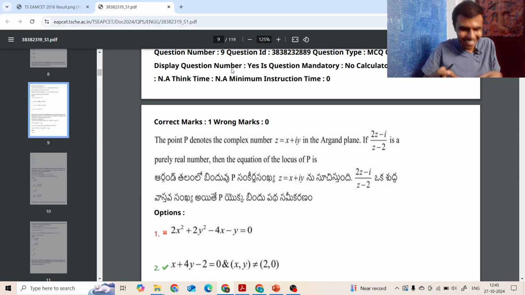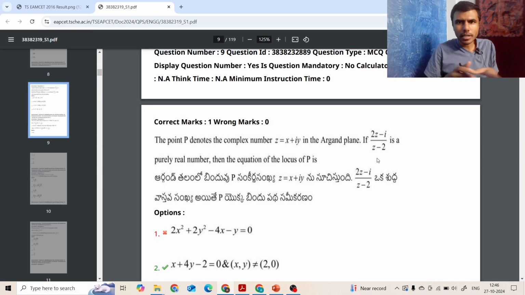Let's come to question number 9 of EAMCET 2024, 9th May shift 1. P denotes a complex number z equal to x plus iy. If (2z minus i) by (z minus 2) is a purely real number, then we have to find the equation of the locus of P. Now this one is purely real.